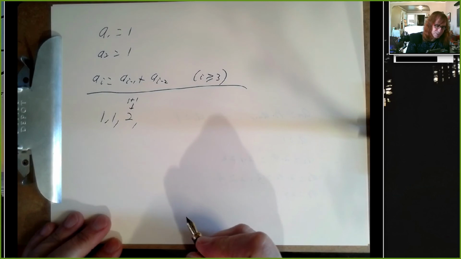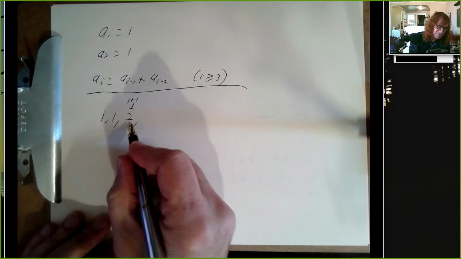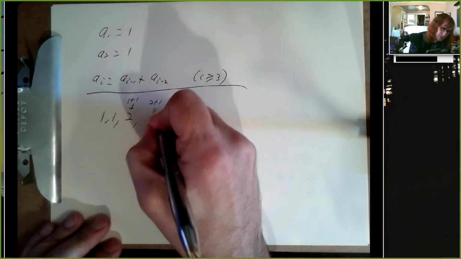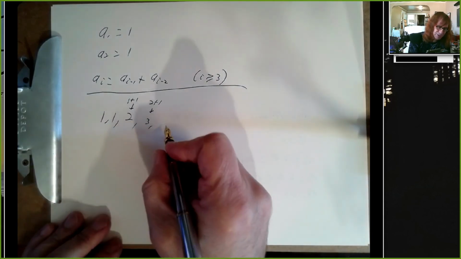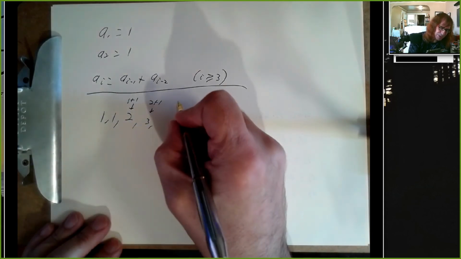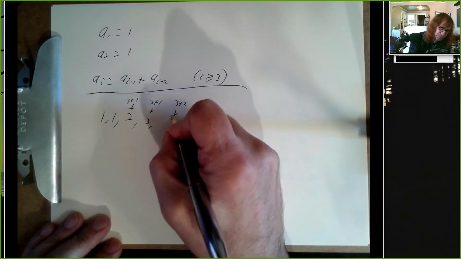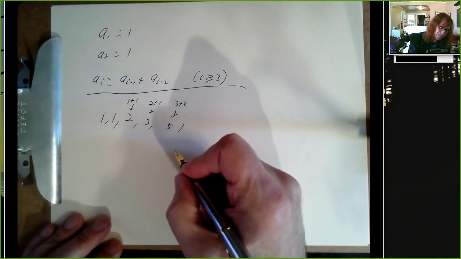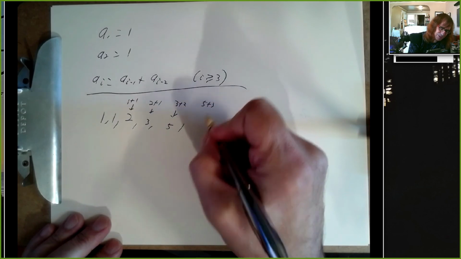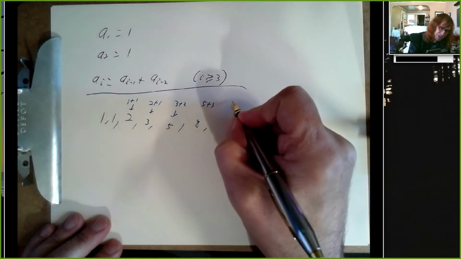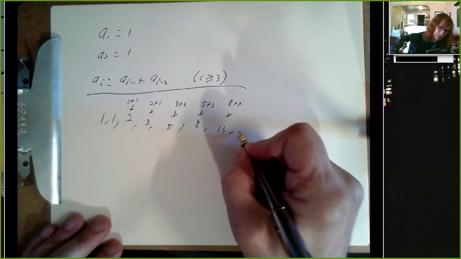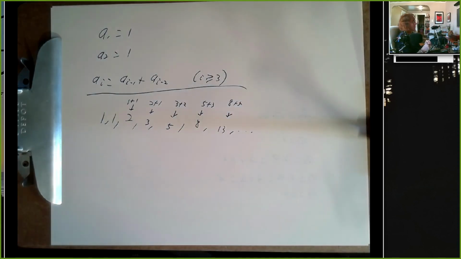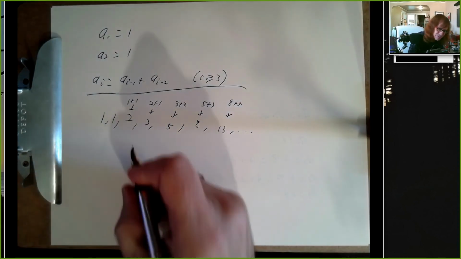The next term should be the sum of the two terms before it. 2 plus 1, this should be 3. The next term will be the sum of the two terms before it. 3 plus 2 is 5. The next term will be 5 plus 3 is 8. The next term will be 8 plus 5 is 13, and so on. So yeah, this is the Fibonacci sequence.